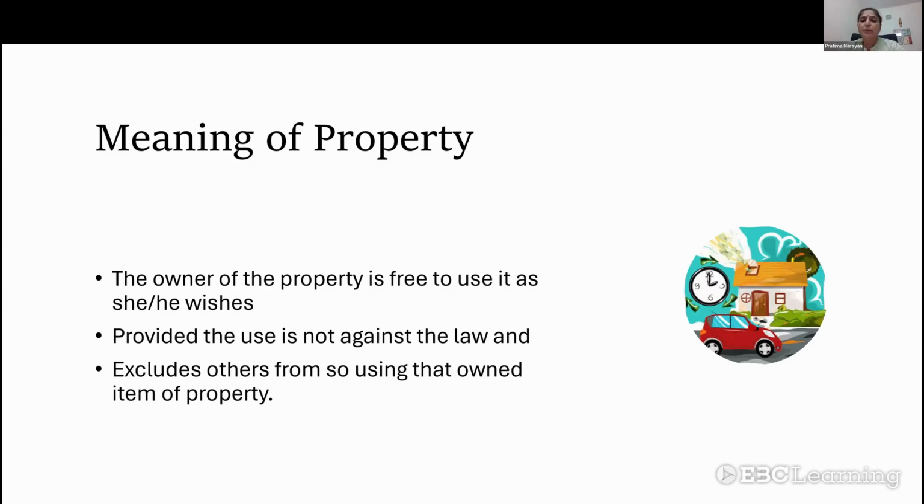So, coming to the meaning of property, what is it that we see in a property? What are the characteristic features? Property, you can define it as movable, immovable, tangible, intangible, by whatever name you want to call it. But it has these features, wherein the owner of the property is free to use it as he or she wishes. Am I correct? First of all, we have a freedom to use it.